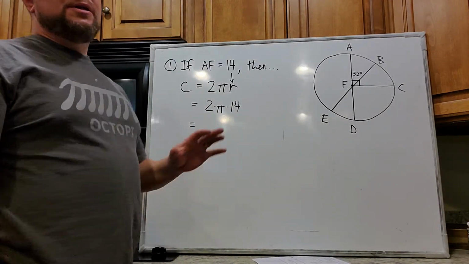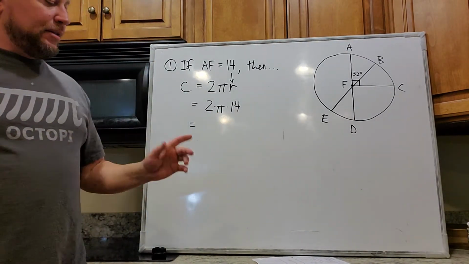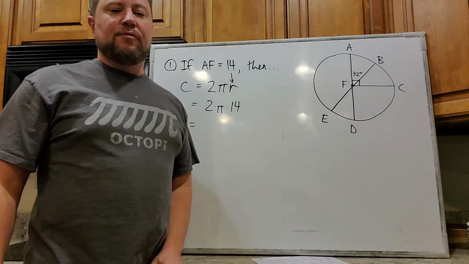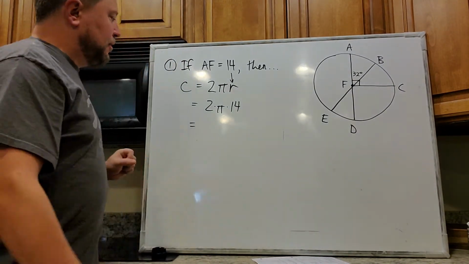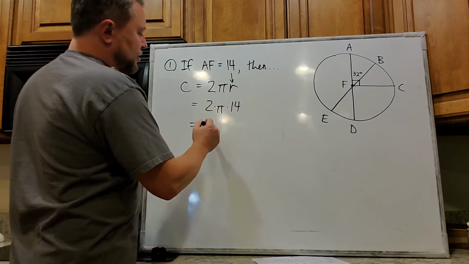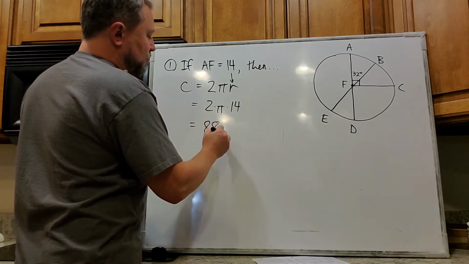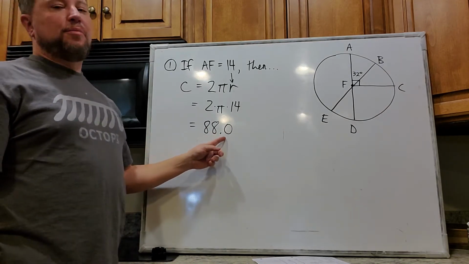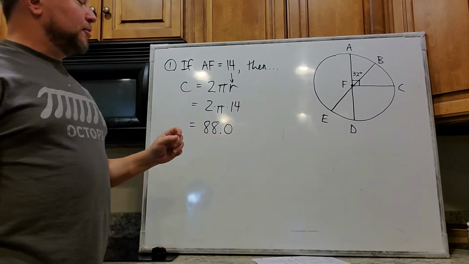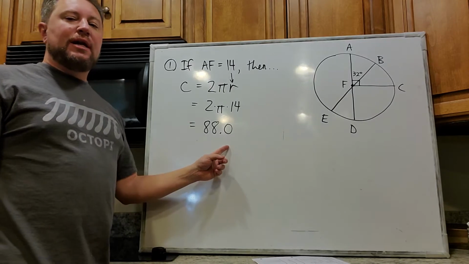Okay, and if you punch that into your calculator and round that to the nearest tenth, they want us to find the circumference to the nearest tenth. Then that answer on this one comes out to 88.0. And yes, please put the 0 so that your reader knows that this is a rounded decimal to the nearest tenth.